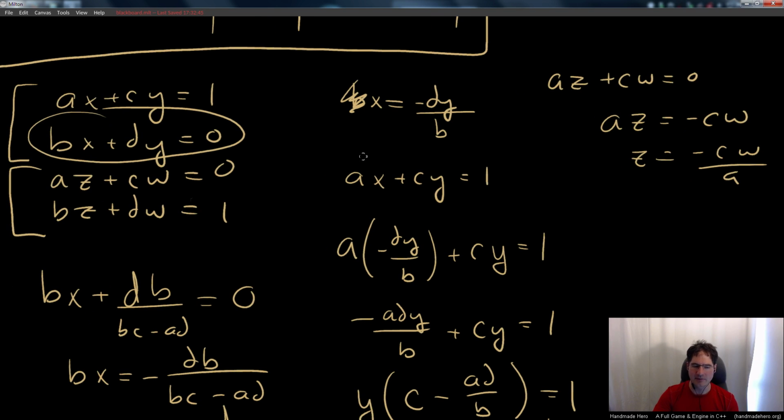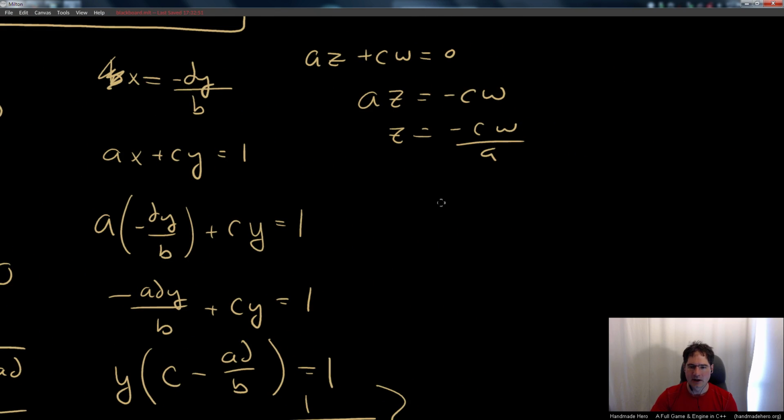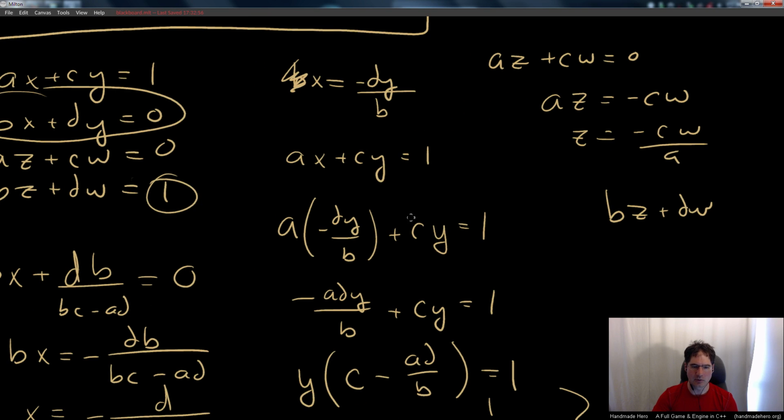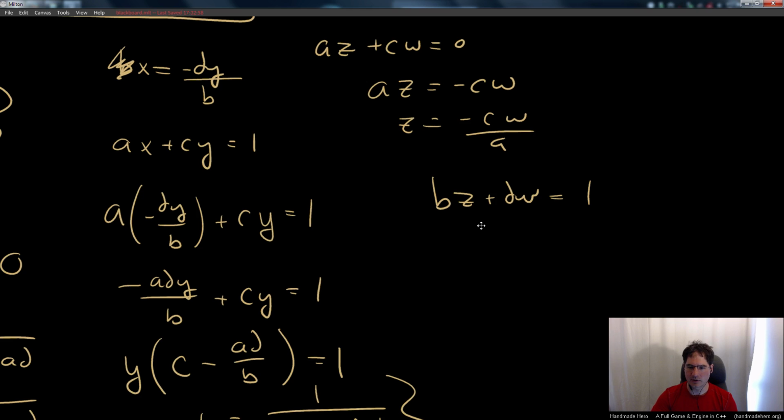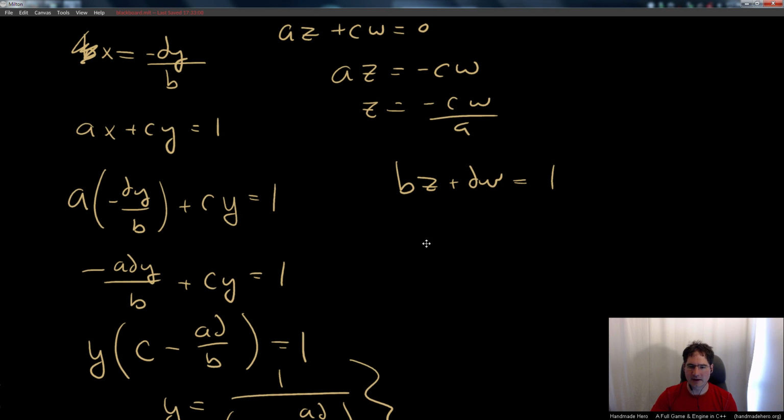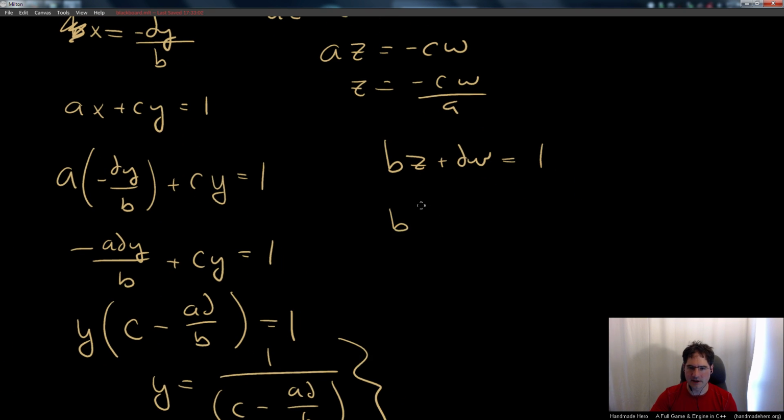But now I can do the same thing I did before, which is my back substitution, right? I can take bz plus dw, and I can substitute it in there. So I've got bz plus dw, and that's going to equal 1. bz plus dw equals 1. And so now I can substitute in my z term. So what I've got here is b times my negative cw over a, right?